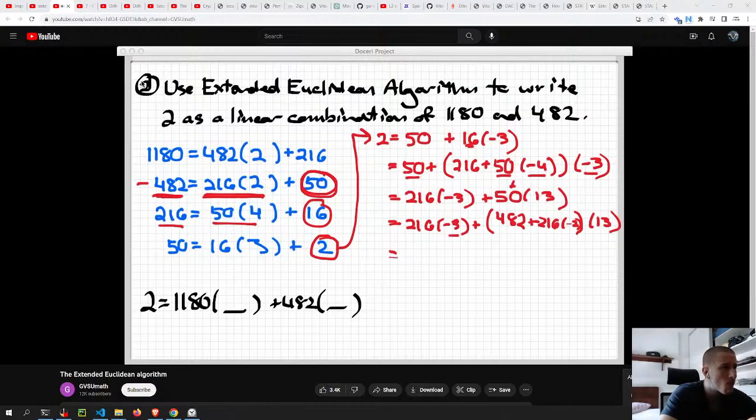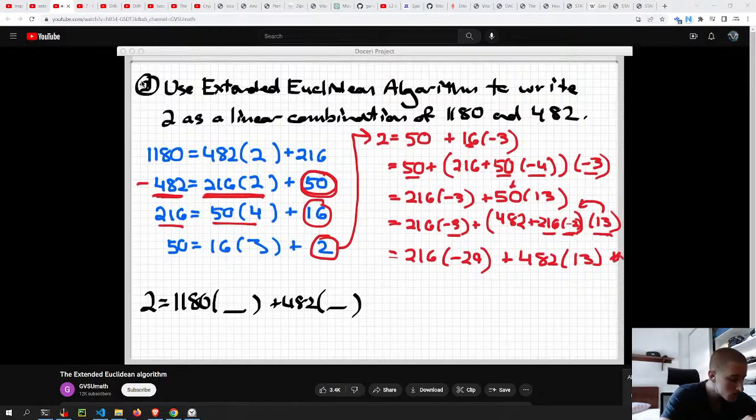Now let's check things out here. I have 216 times negative 3, and I also have 216 times negative 2 times 13. So how many 216s is that in all? Well, I have negative 3 right here, and I'm going to have negative 26 right here. So this is a total of negative 29 times 216. And the 482 is also going to be multiplied by 13 once I distribute this 13 through the group. So you can stop right here and check that this side does actually equal 2.